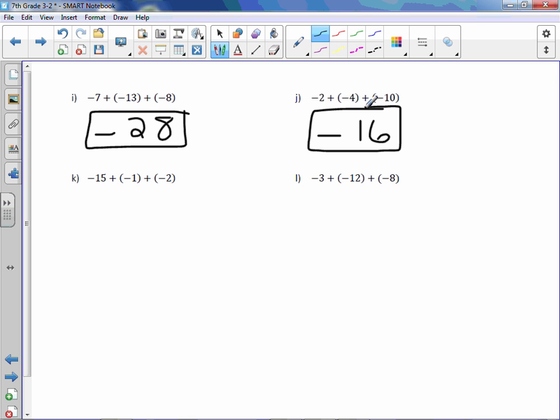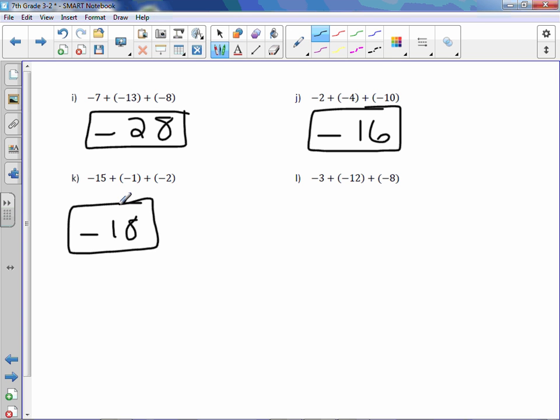Letter K, -15 plus -1 plus -2. They're all the same sign. We add them up and keep the sign. 15 plus 1 is 16, plus 2 is 18. So our answer is -18.